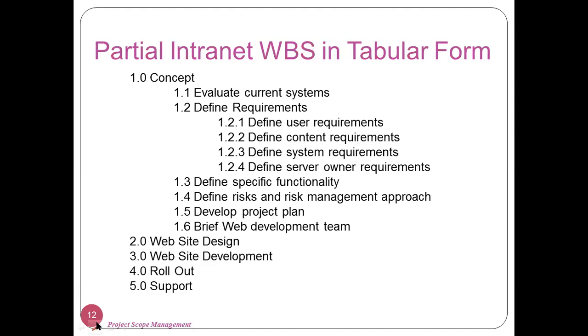Like here in this slide, you can easily see that the main part is 1.0, that is concept. 1.1 and 1.2 are the subparts of 1.0. 1.2 has further parts, that is 1.2.1, 1.2.2, 1.2.3, 1.2.4. And then the main distribution of 1.0 further continues towards 1.3, 1.4, 1.5, and 1.6. And then the next distribution is on the main level, that is 2.0. This is the tabular form of the first level.